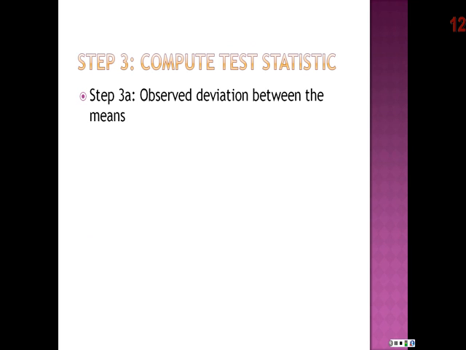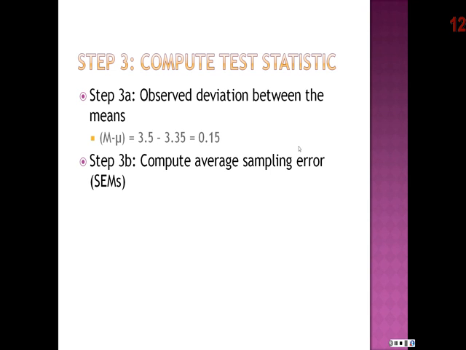So our step 3 is we need to compute the test statistic. So this is the observed deviation between the means. So, step 3A is computing the observed deviation between the means. So we have our sample mean minus our population mean. So our sample mean is 3.5, our population mean is 3.35, giving us an observed deviation of 0.15.